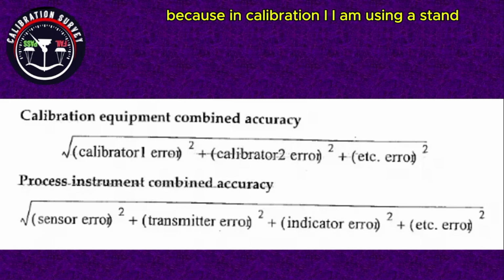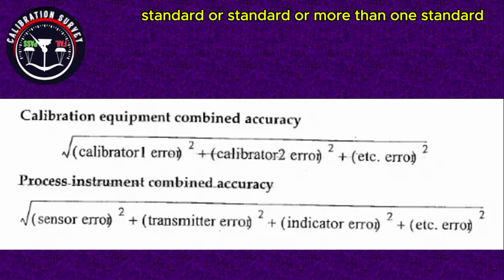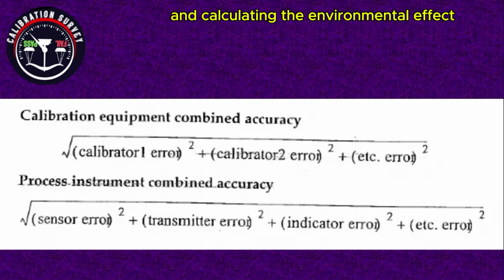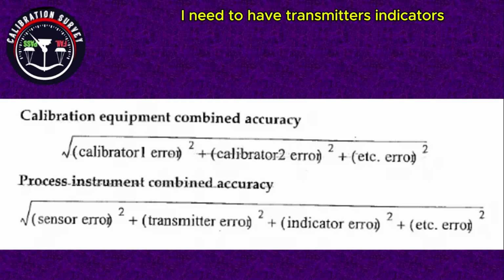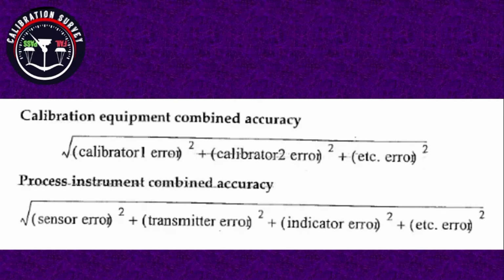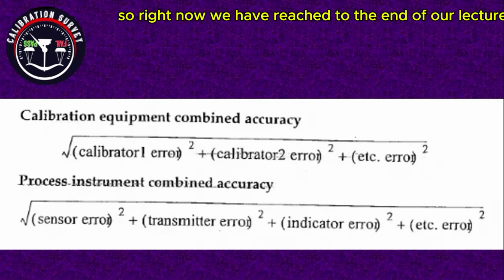Because in calibration I am using a standard or more than one standard, and calculating the environmental effect and other effects, human effect, interruptions, all these errors. But for the process instrument I need to have monitors on my site. I need to have transmitters, indicators, sensors. All these things have errors. I will calculate it. So now we have reached the end of our lecture.